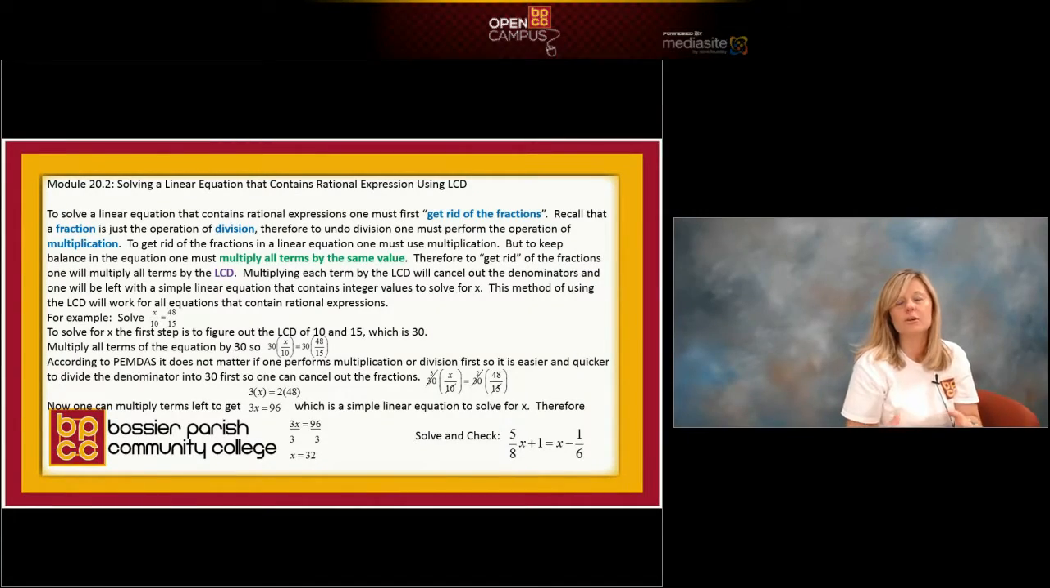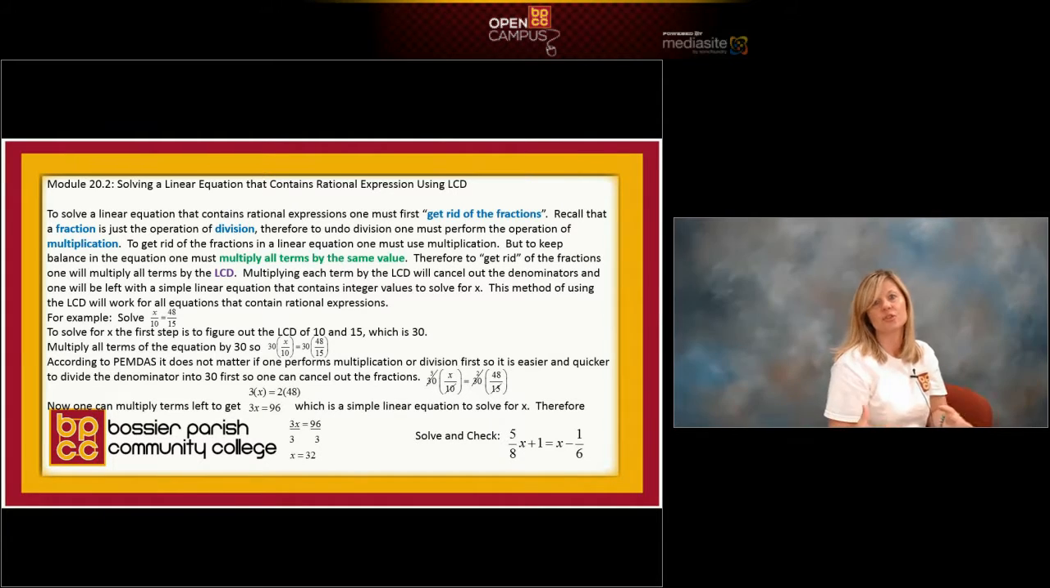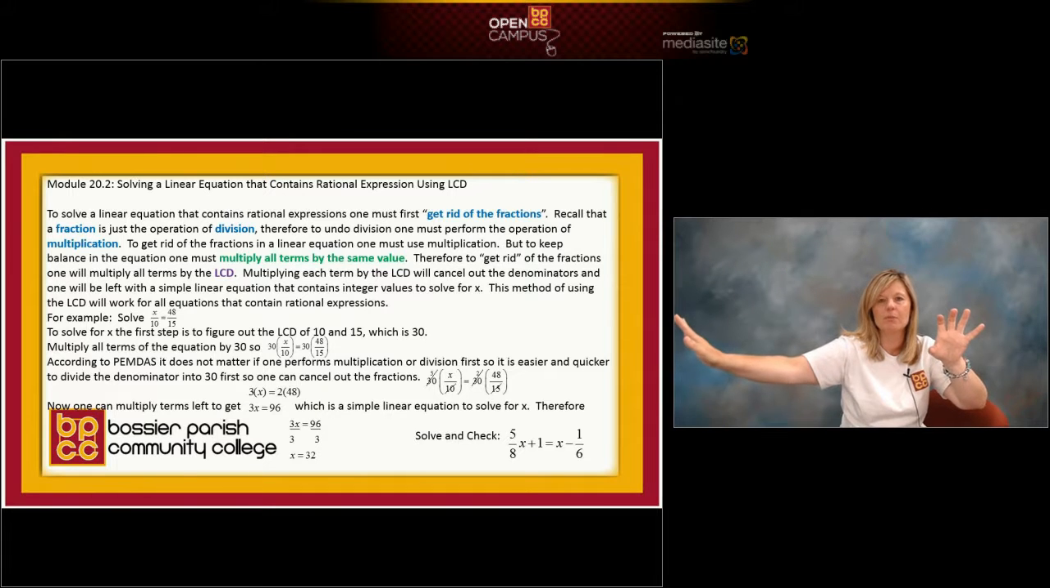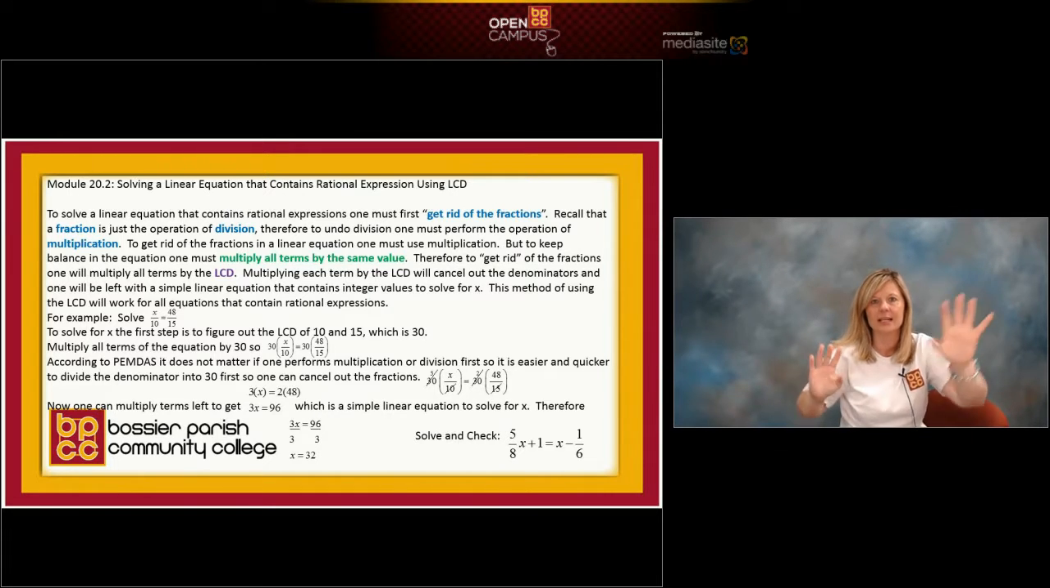Okay, so let's learn the method on how to solve an equation that contains fractions, a rational equation. So here's the most important concept. It's all about understanding what our goal is. Remember, to solve an equation, our goal is to get the x on the left and the numbers on the right. We want our variable isolated.